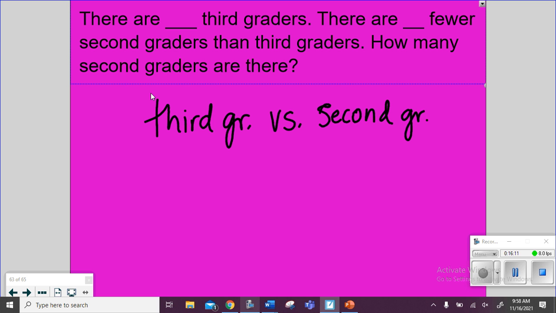You don't know that because there's no number. Oh, I might know that though. Look at that problem again. I don't know exactly how much more, but I bet I can figure out which one has more. Third graders, and they say that second grade has fewer. So I already know that third grade's going to have more than second grade. I don't know how much because there's no numbers. But I do know there's going to be more.